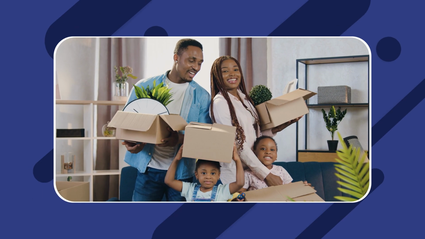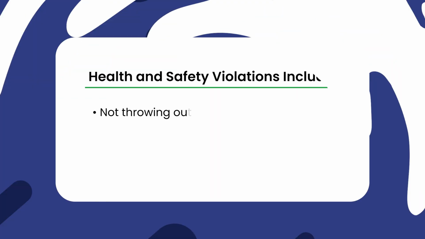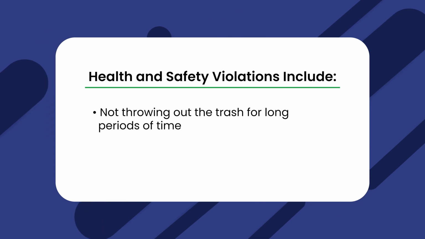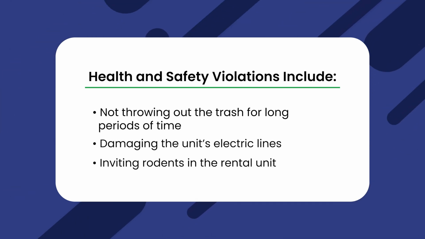The landlord prioritizes the health and safety conditions of their tenants. Anything that affects the health and safety of the tenant negatively is considered a violation. Health or safety violations also include not throwing out the trash for long periods of time, damaging the unit's electric lines, and inviting rodents in the rental unit. If the violation is not resolved or the tenant remains at the rental unit, then the landlord can continue with the filing.